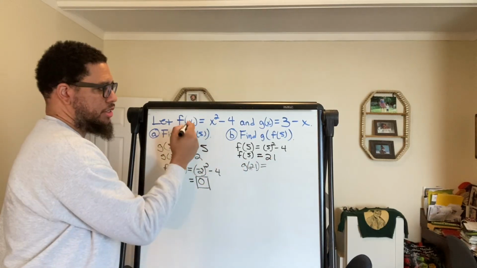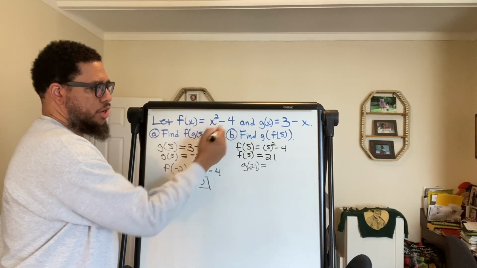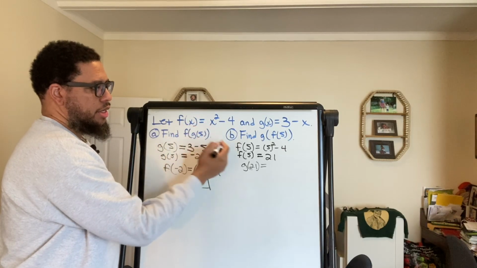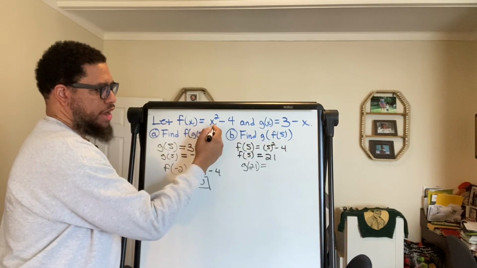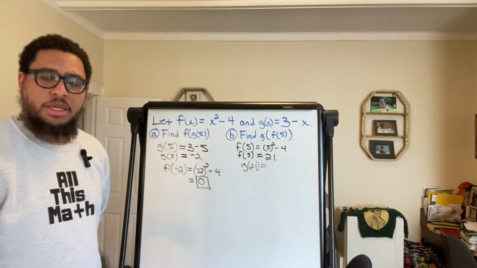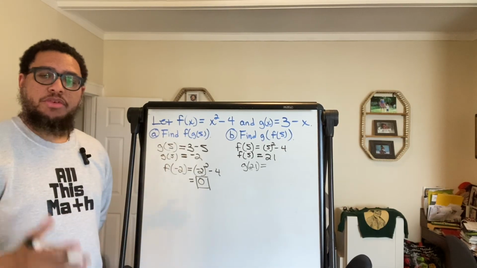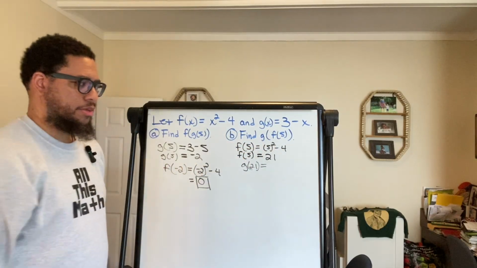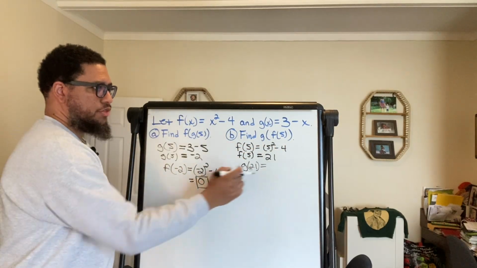How do I know that? Because f of x is equal to x squared minus 4. So if I replace the x with a 5 right here and right here, now I'm doing 5 squared minus 4. Use the order of operations. 5 squared is not 10. 5 squared means 5 times 5. 5 times 5 is 25. What's 25 take away 4? It's 21. Now I got g of 21.